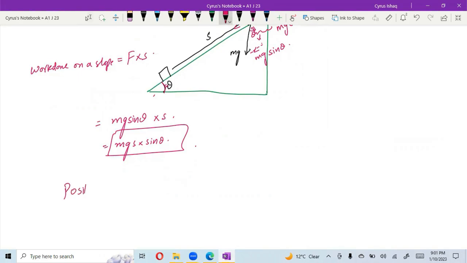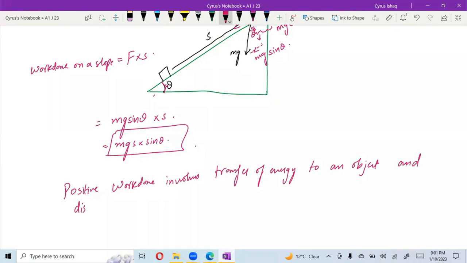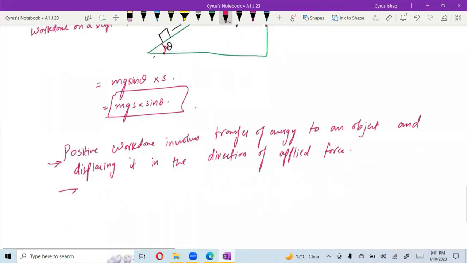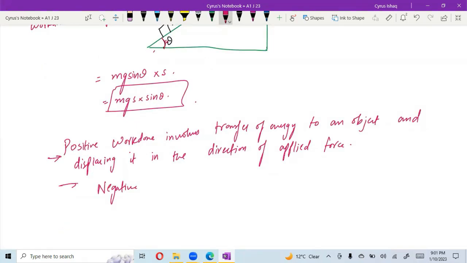So you should know that positive work done involves transfer of energy to an object and displacing it in the direction of applied force. Are you getting what I'm saying? And you should know that the negative work done is what? Negative work done is transferring energy out of that object. आप उससे energy निकलवाते हैं. ठीक है जी, let's do a question regarding this.